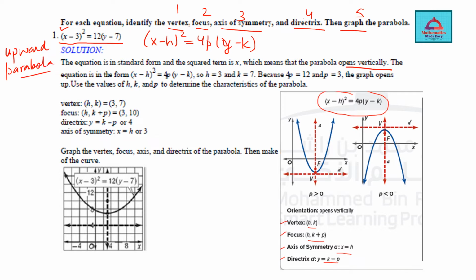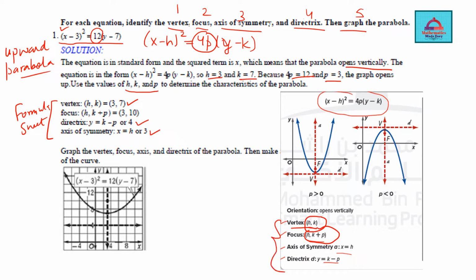Now you will compare and get your h and k. So h and k in this question are 3 and 7. Now you look at this number 12, that is equal to 4p. So 4p equal to 12, so p is 3. So you have got your values of h, k and p, and now you can use the formula sheet. I have put here the picture of the formula sheet. So vertex is h comma k, so 3 comma 7, then focus h comma k plus p. So p is already 3, so this will be 3 comma 7 plus 3, which is 10, then your directrix, then your axis of symmetry.